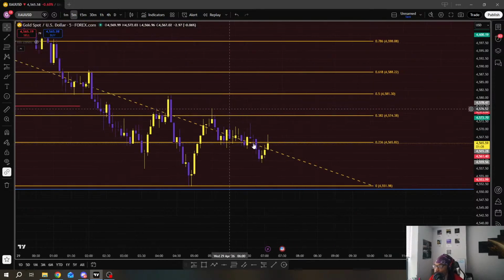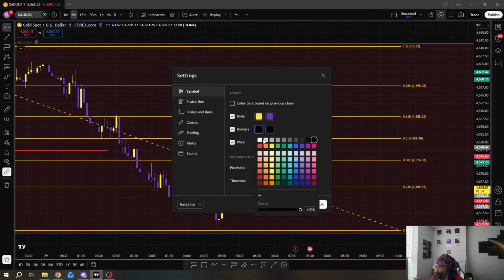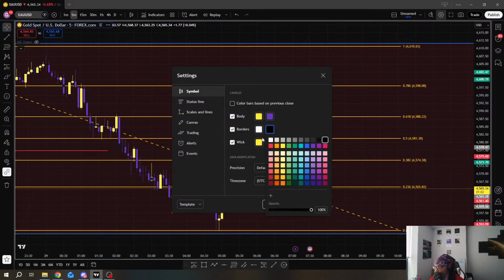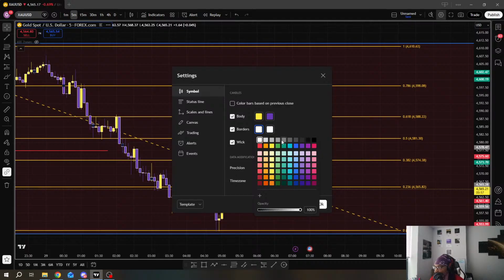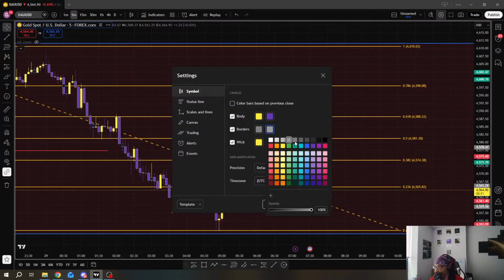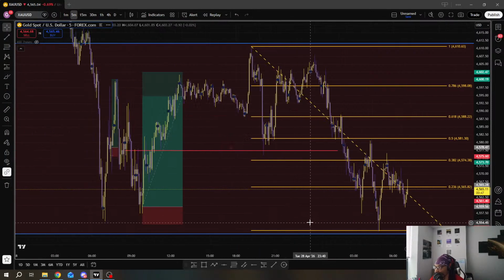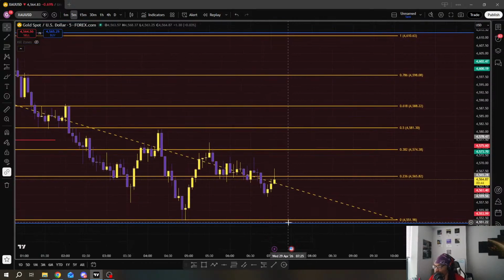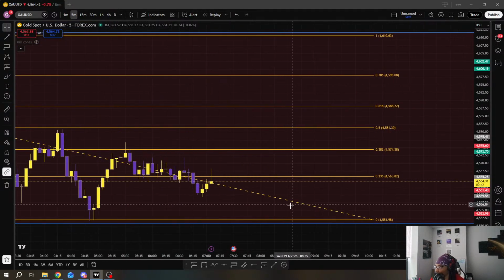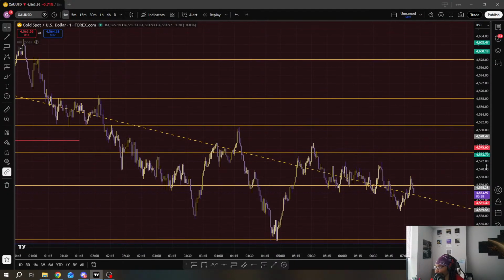So in the Discord, I said that my bias was bullish. Actually, let me see. If I make this border white, how does that look? What if I made it a little grayish? Yeah, that looks a little better. All right, so my bias in Discord was bullish.